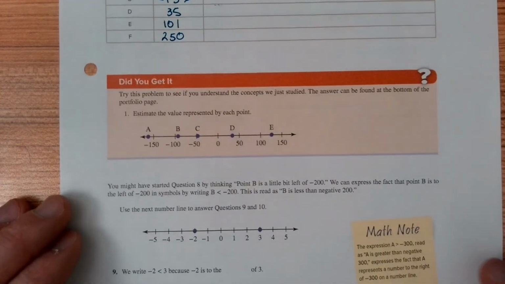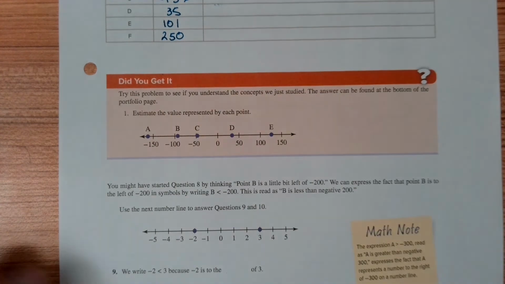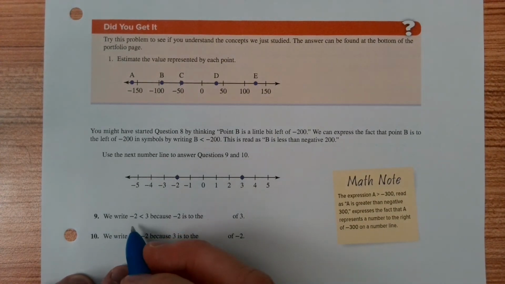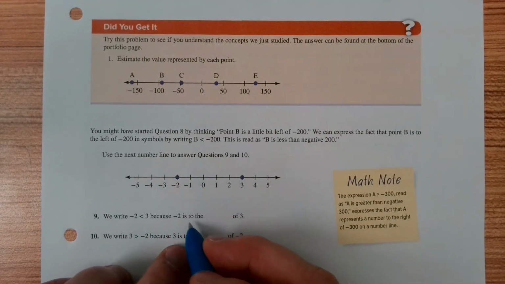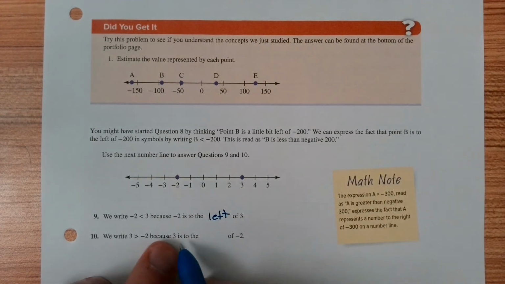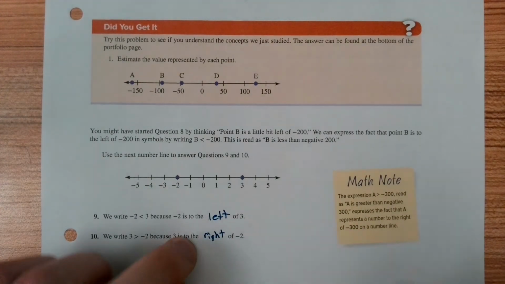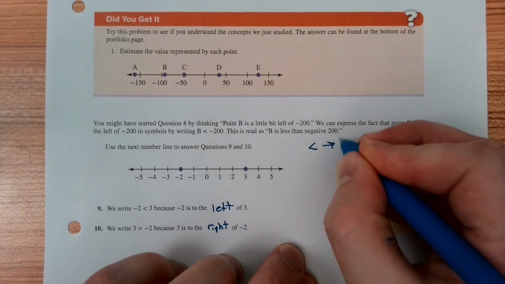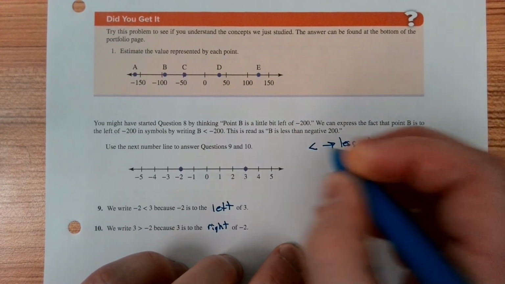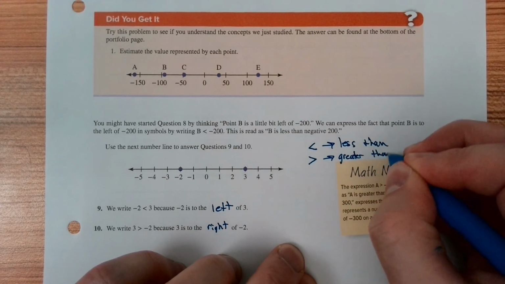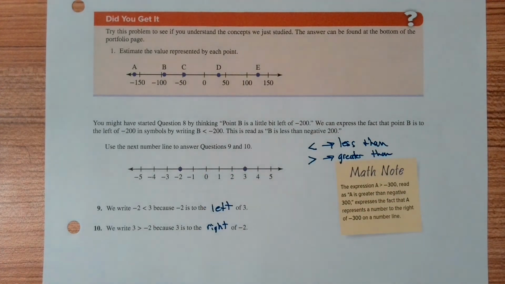Then we get the idea of some symbols that we use in comparing numbers. Here are two inequality symbols. We've got -2 is less than 3 because -2 is to the left of 3. And here we've got 3 is greater than -2 because 3 is to the right of -2. We've got the less than symbol, and the greater than symbol. We read these from left to right. That's how we keep track of them.